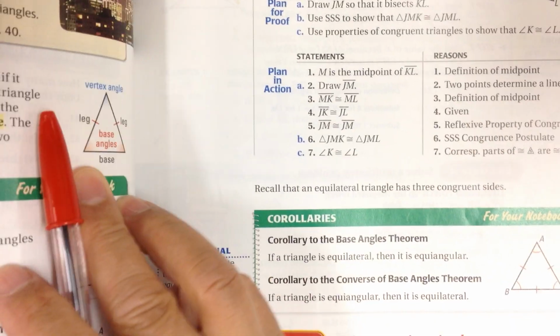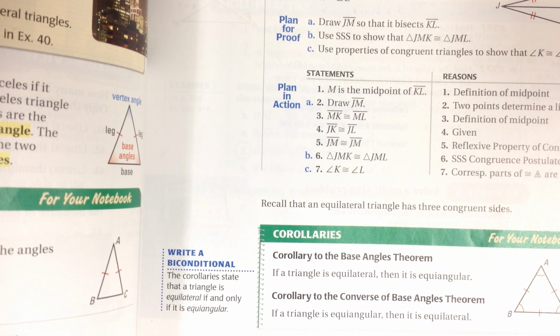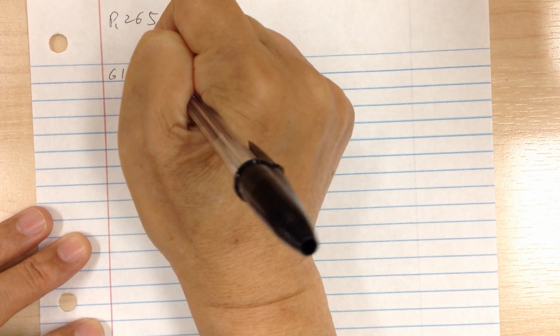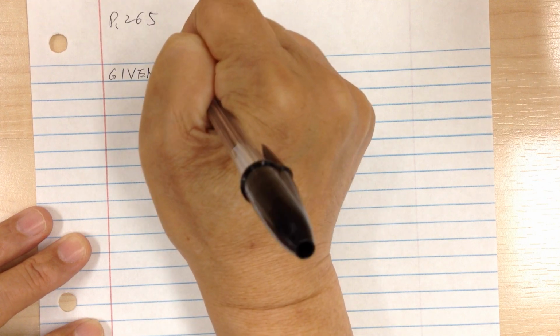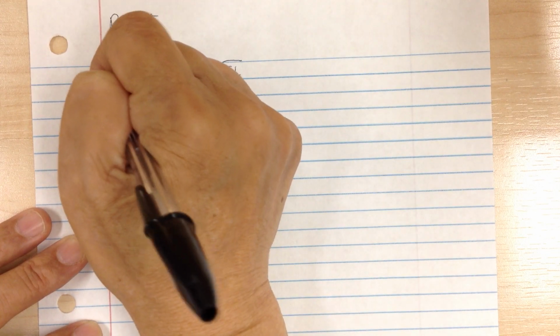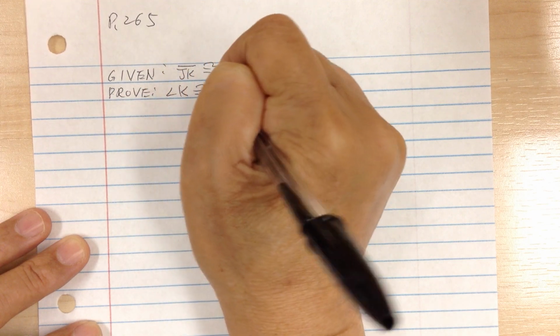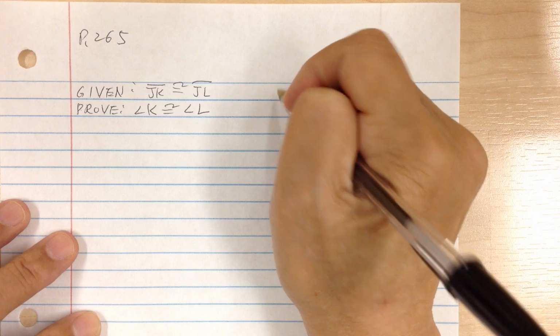Okay, so over here, this is a proof for the base angle theorem. So let's go through the proof. I'm going to just go through the proof so that it's easier to follow. Okay, so you are given JK is congruent to JL, and you want to prove angle K is congruent to angle L. Okay, so over here you have this picture.